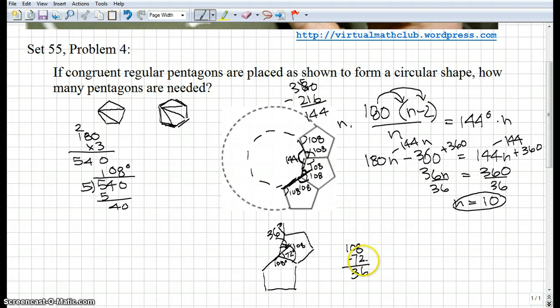All right, so if we look at it from the exterior angle point of view, we are turning 36 degrees n times, and in order to get back to where we started, we have to go a full 360 degrees. So again, n is equal to 10. So we have a 10-sided polygon in the middle, which means that we have to have 10 pentagons around the outside to complete the circle. All right, so 10 is the number of pentagons we need.